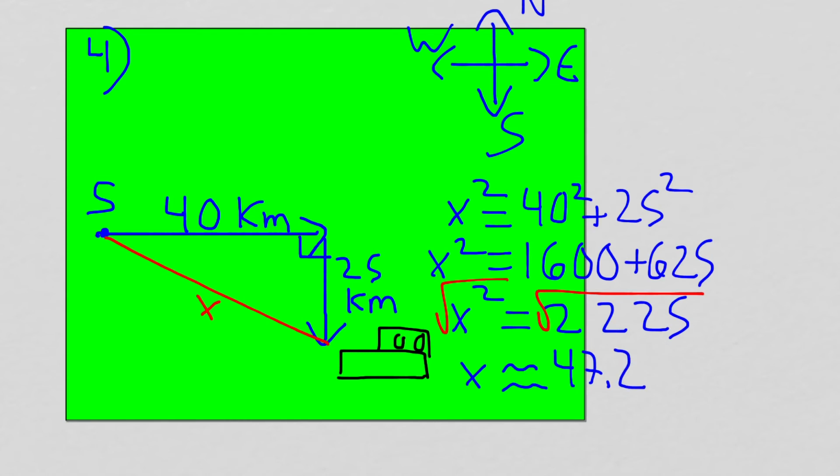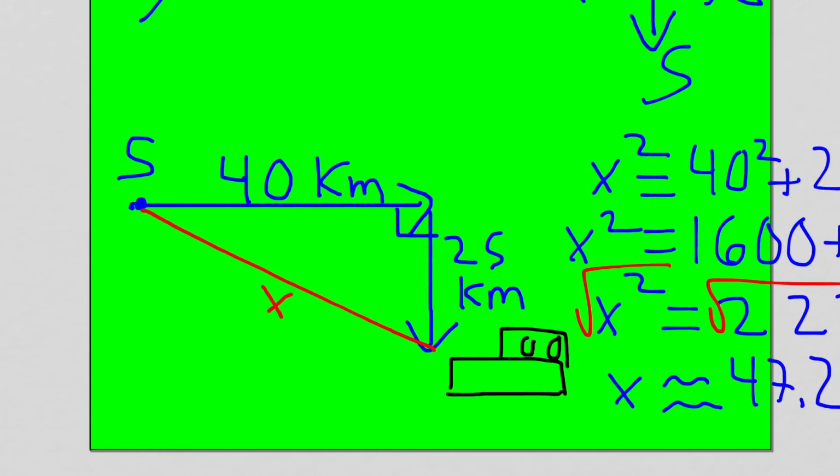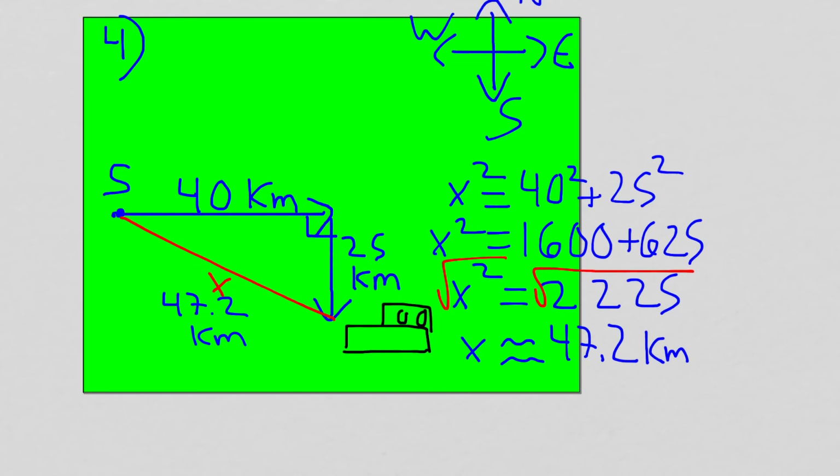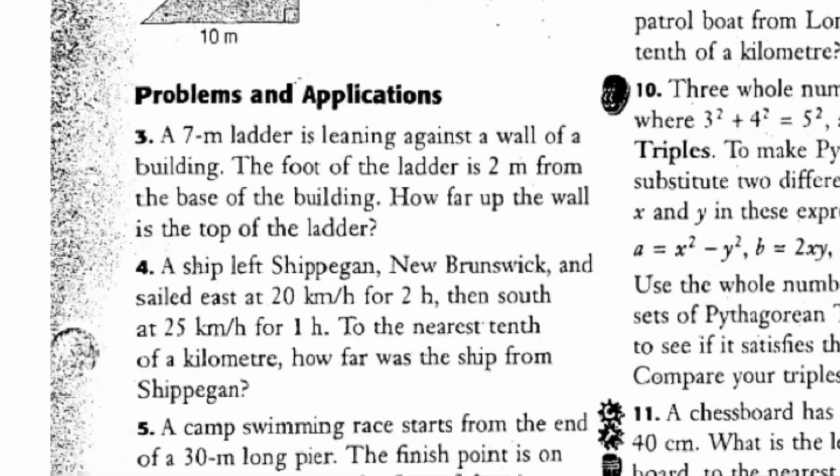47 and 2/10 kilometers. So that means this distance right here, the x, is 47 and 2/10 kilometers. That's how far away that ship is from Shippagan. Again, drawing a diagram and using the Pythagorean theorem. Okay, last question we're going to do together.